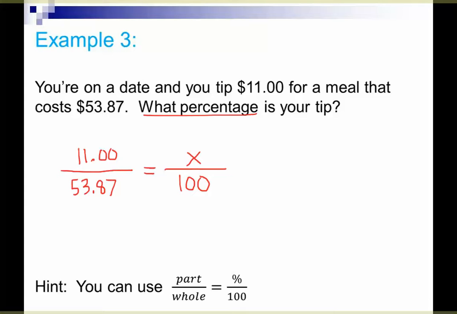So I want you to go ahead and do this. Go ahead and solve this as a proportion and see what you come up with for X and see if it roughly makes sense. And you can go ahead and round to the nearest percent. So you don't have to go out to tenths or hundredths. Round it to the nearest percent. If you need to hit pause, go ahead and do so now.